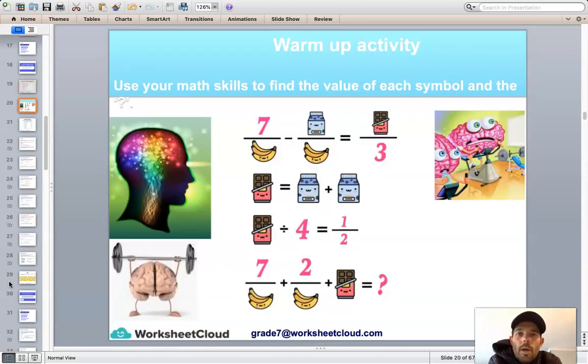Here is your warm-up activity for today. You need to tell me the value of each symbol in this fraction themed warm-up. Don't forget the question mark at the end. As always, write everything down. Write it down logically, methodically. Make sure you understand what you're writing down. Check your work. Make sure everything works out.